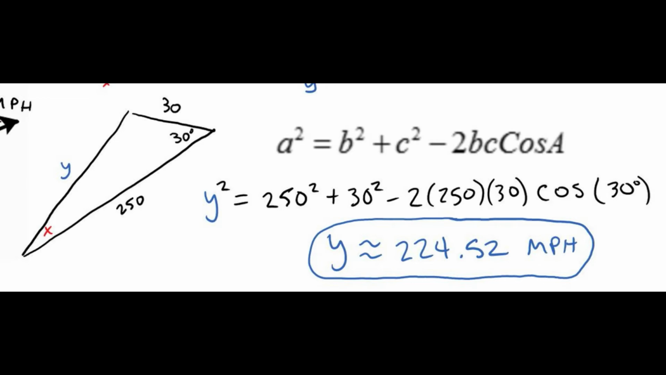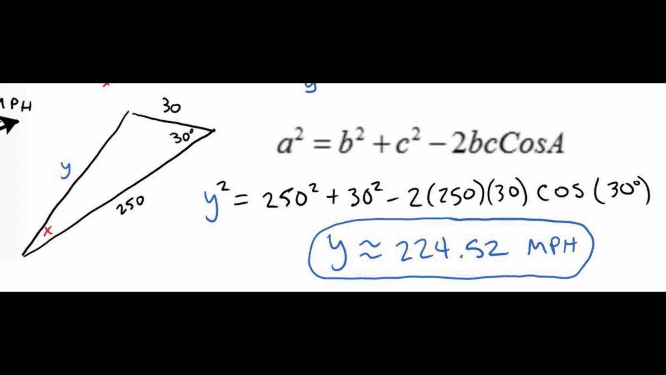So even though she's trying to go 250 miles per hour, the 30 degrees is slowing her down. She's actually going 224 miles per hour, and that's because she has a bit of a headwind. It's not directly against her, but it's at an angle. Okay, so now the hard part here is we need to find the vector direction.